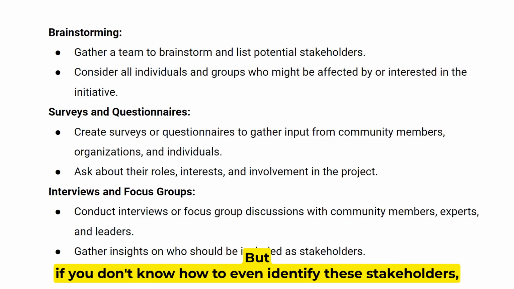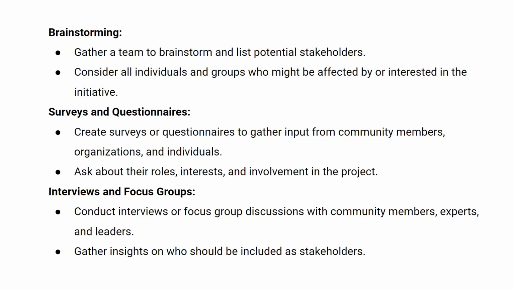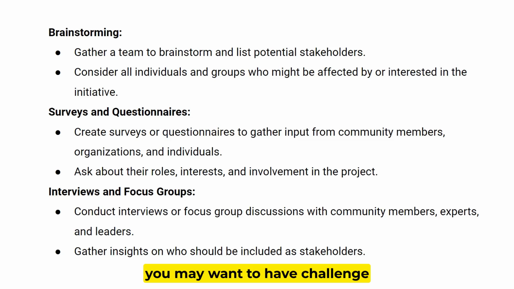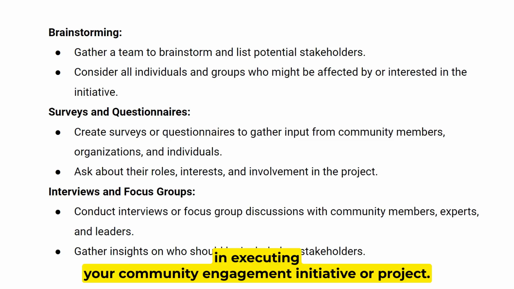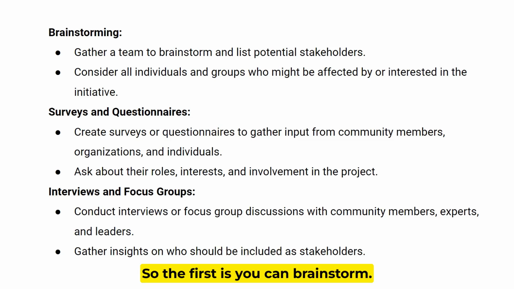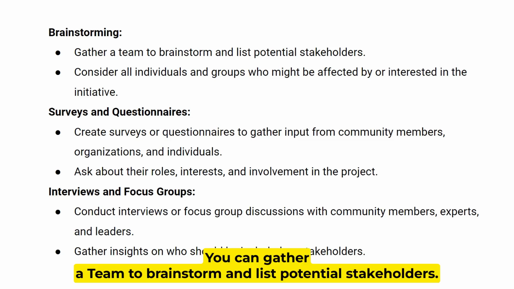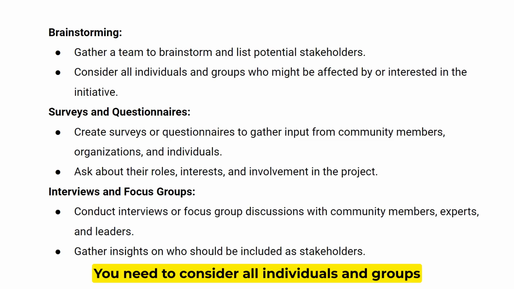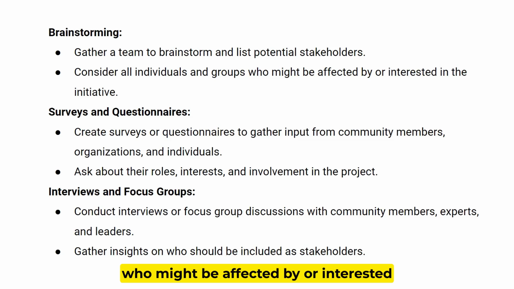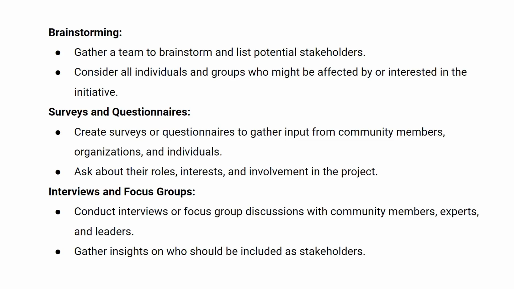But if you don't know how to even identify these stakeholders, you may have challenges in executing your community engagement initiative or project. So the first is you can brainstorm. You can gather a team to brainstorm and list potential stakeholders. You need to consider all individuals and groups who might be affected by or interested in the initiative.